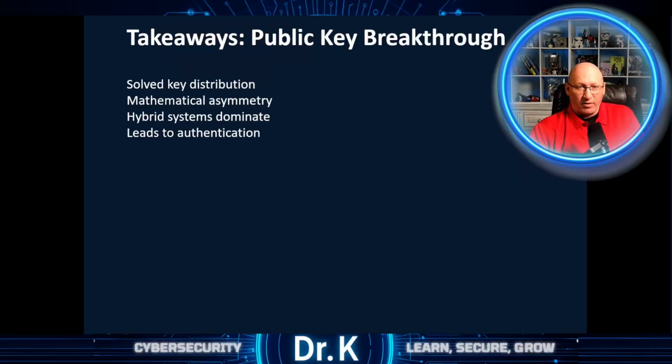So public key cryptography solved the key distribution problem that symmetric systems could not. RSA demonstrates how mathematical asymmetry enables secure communication, and in practice, public key and symmetric cryptography work together in a hybrid system. This combination balances scalability as well as performance.